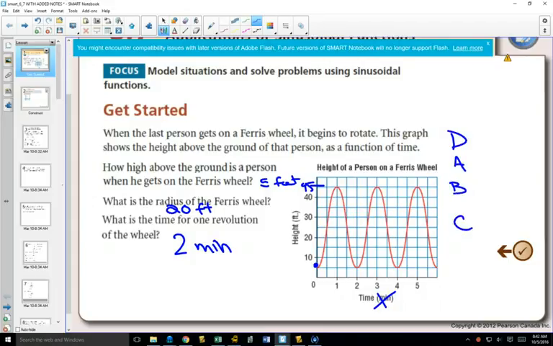If you wanted to write an equation for this, what is our a value? We already said the radius is the same as our amplitude, so that's going to be 20. What's our d value? The d value is your sinusoidal axis, right in the middle, 25. Good. Since you figured out your amplitude was 20, you could add 20 to 5 or subtract 20 from 45 to get your d value to be 25. What is our b value going to be?